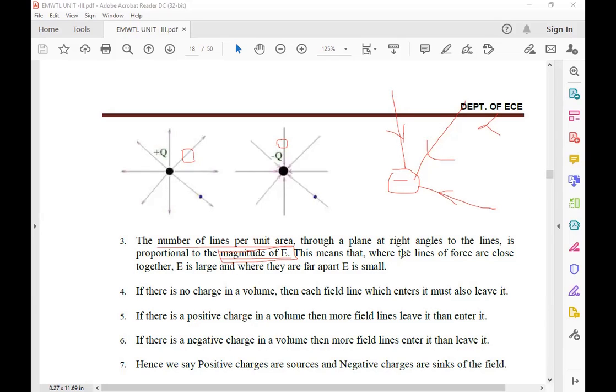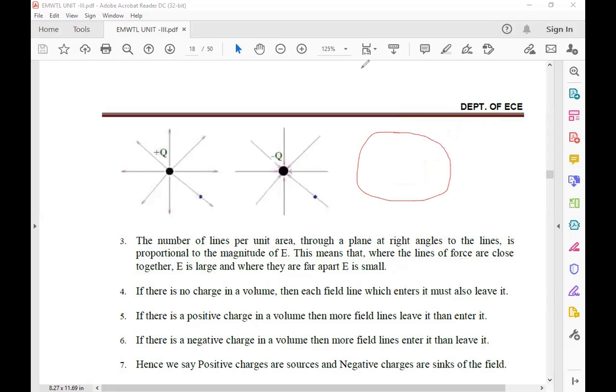This means that where the lines of force are close together, E is large, and where they are far apart, E is small. Where these lines are very close, E is very large. Where they are very far, E is very small. Got it, my students?